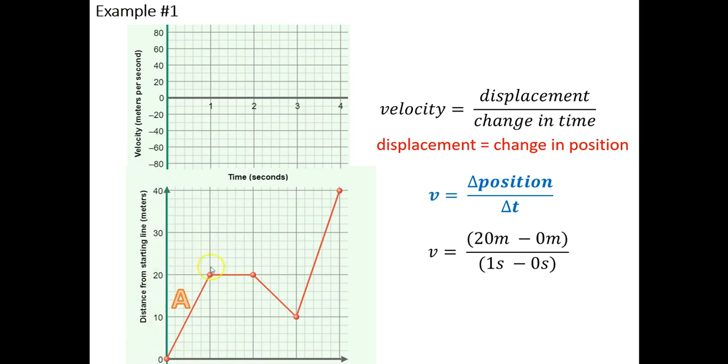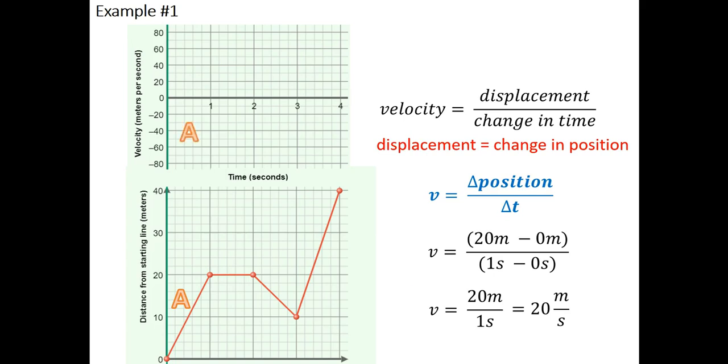And for this first segment A, we always do our final minus initial, meaning the end of that line segment minus the beginning of the line segment. In this case, our line segment ends at 20 meters minus 0 meters. So where did we end minus where did we start? Divided by our change in time. This line segment ends at 1 second, so 1 second minus 0 seconds, which gives us 20 meters divided by 1 second, which is equal to 20 meters per second.